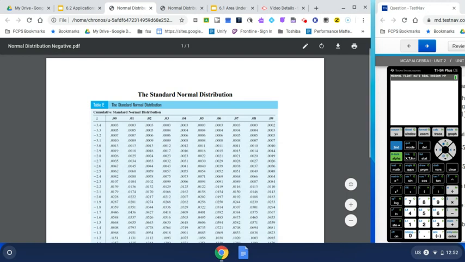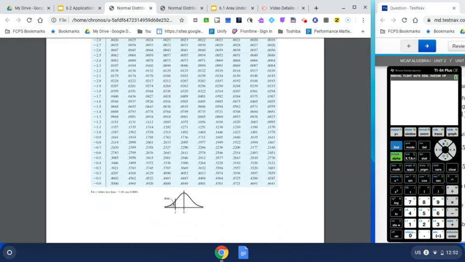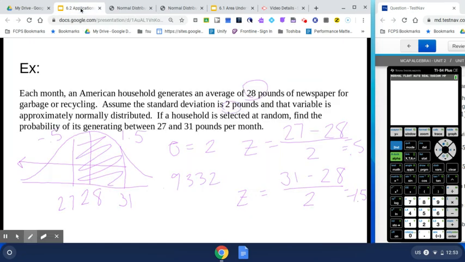So if I scroll down, negative 0.50, I see 0.3085. That would be from this negative 0.5 line to the left.